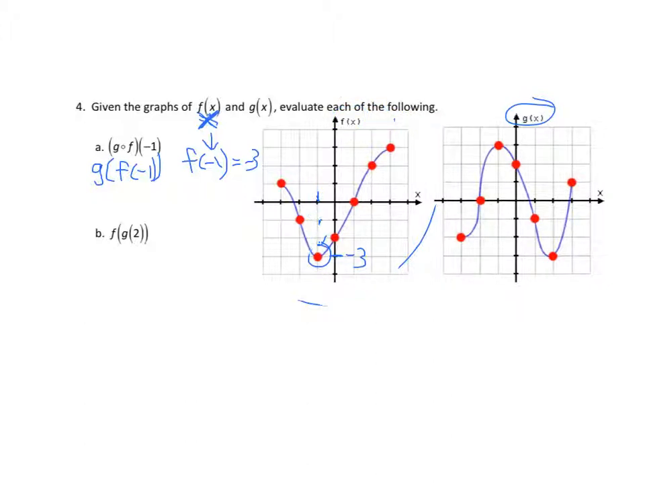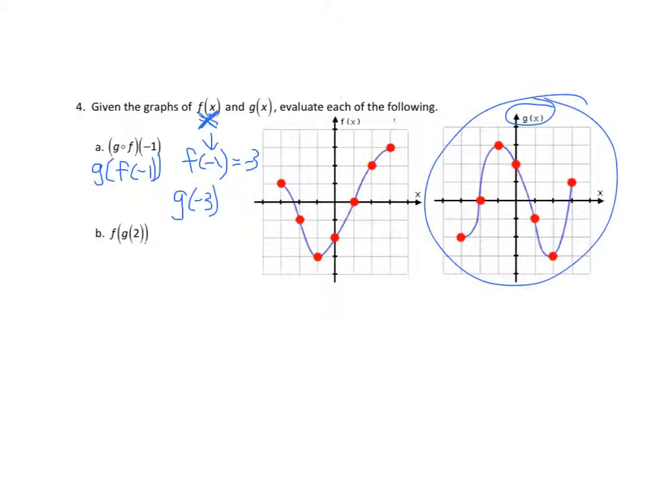Now negative 3 is going to become my new x that gets plugged into g, into the outer function. So now I'm going to find g of negative 3. So now I'm looking at my g of x graph, and negative 3 is my x, so I go on the x-axis to negative 3, which is about right here. And I go down to the graph and find the point that has an x value of negative 3, which is this point right here, and I give its y value, which is negative 2. So we get negative 2 as our final answer.